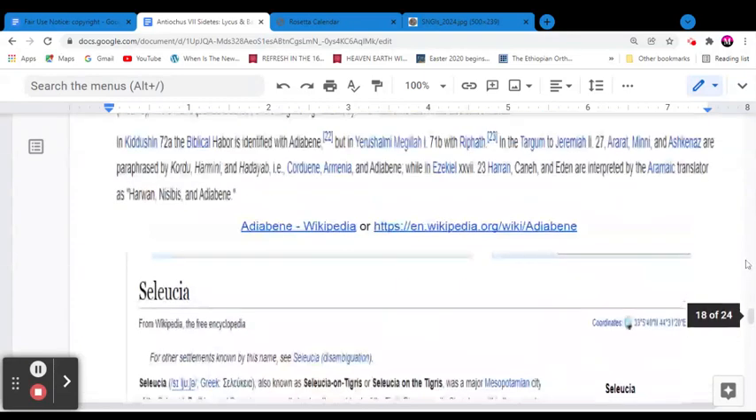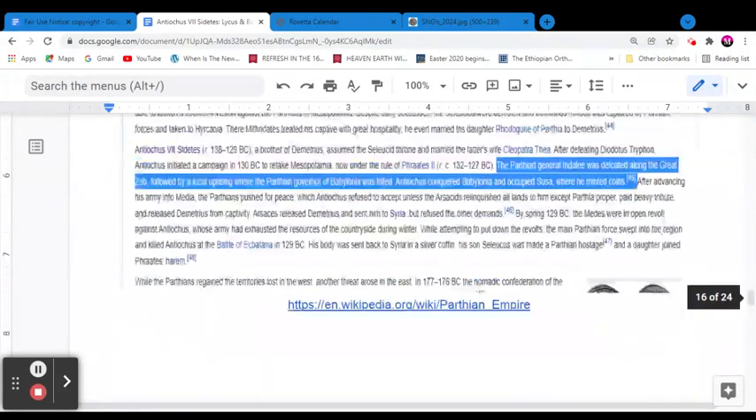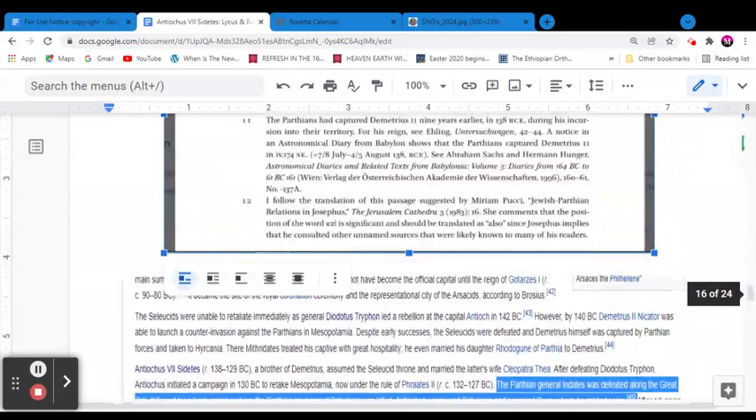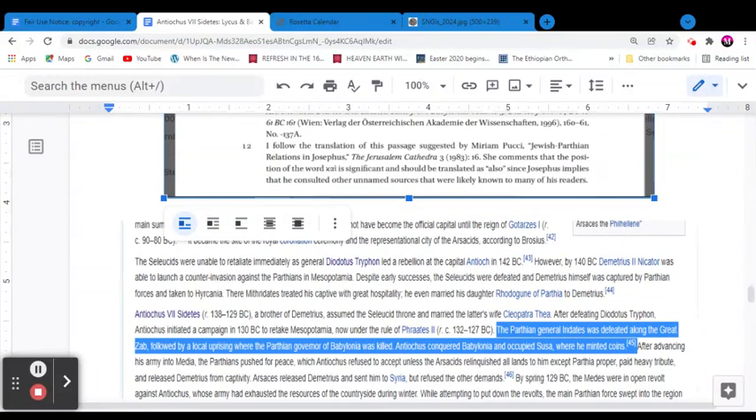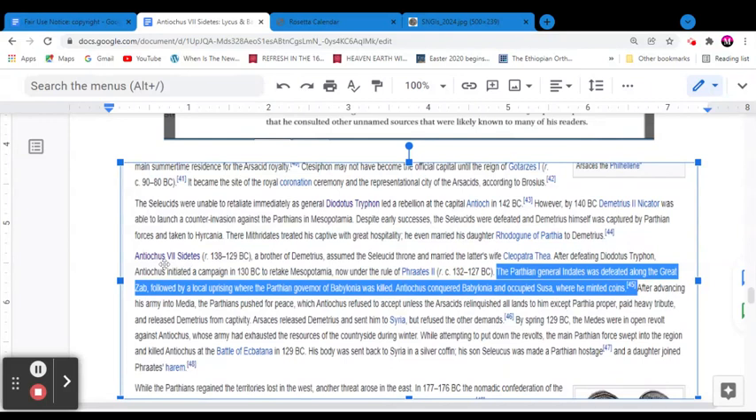We almost get there, guys. I'm about done. Then I posted this piece from Wikipedia dealing with Antiochus VII. Again, what this basically says is that when he defeated Indates at the Great Zab River, following after that, or on the same day, or near the time when he defeated him, a lot of sources say there was a rising against the Parthian governor of Babylonia.